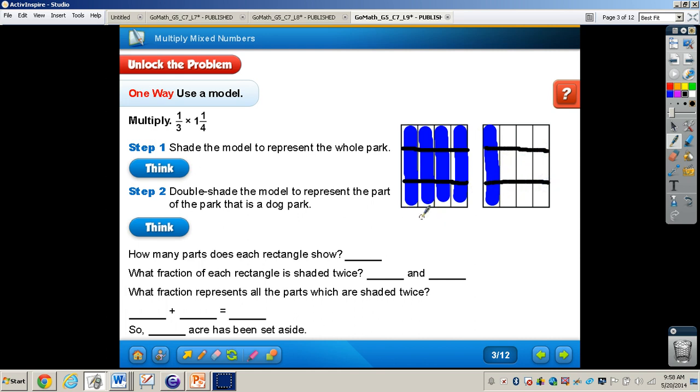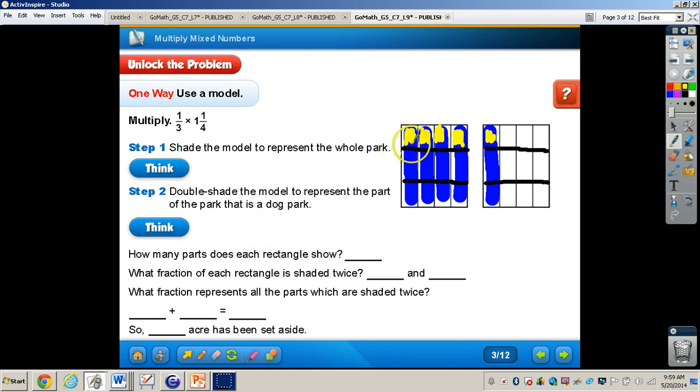Okay, now what we need to do is double shade the model to represent the part of the park that is a dog park. So what we will need to do is shade in 1/3 of what's already shaded in. So you can see that there are 1, 2, 3, 4, 5, 6, 7, 8, 9, 10, 11, 12, 13, 14, 15 spaces already shaded in once we divide up into thirds, and I did 5 out of those 15 already shaded in. Okay, so how many parts does each rectangle show?